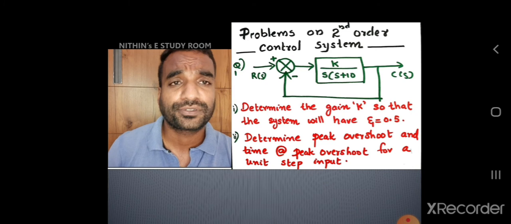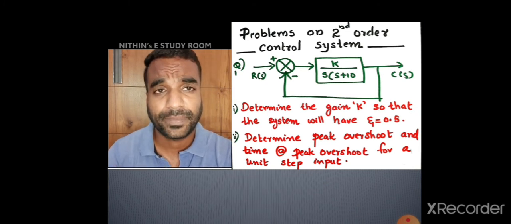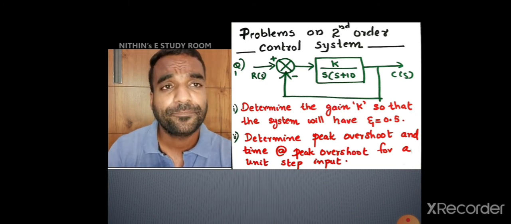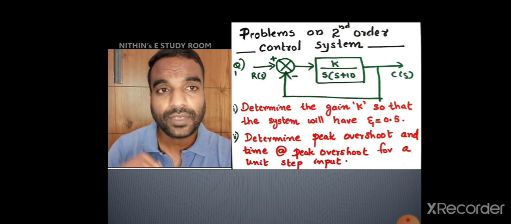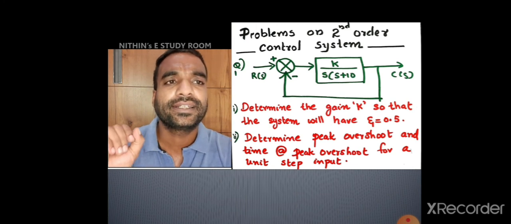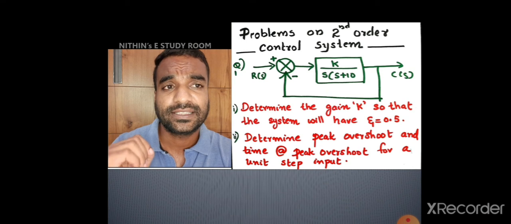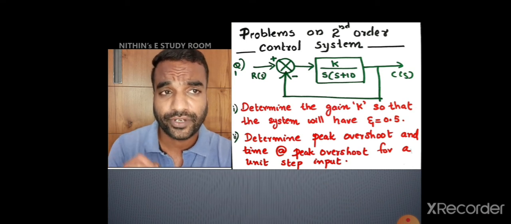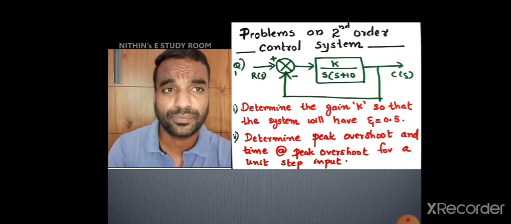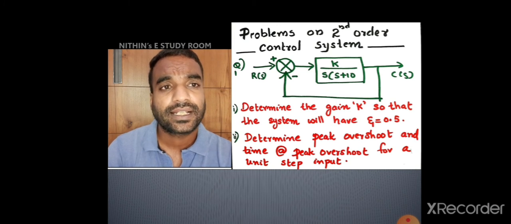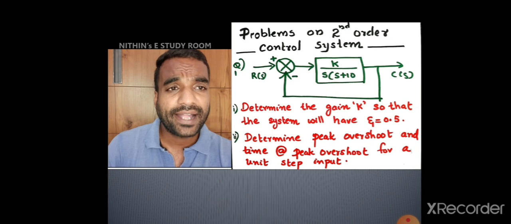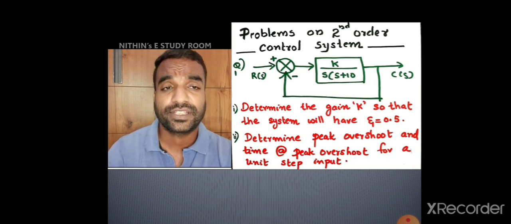Okay, no blocks are there in the feedback path, so it is a unity feedback system. So this is the question: determine the gain k so that the system will have eta equal to 0.5, damping ratio equal to 0.5. And next question: determine the peak overshoot and time at peak overshoot for a unit step input.